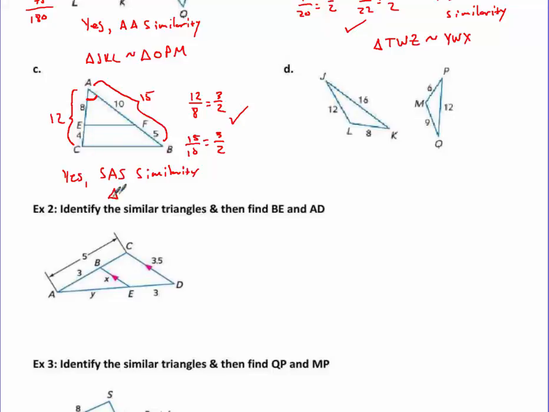So my congruent statement will say triangle CAB is similar to triangle EAF. All right, last one of these.